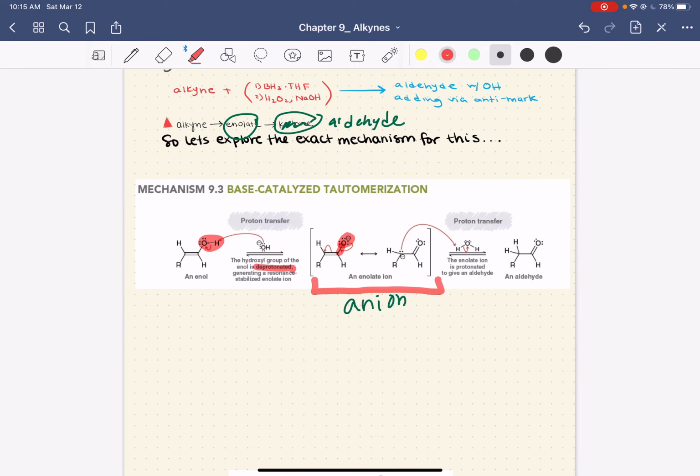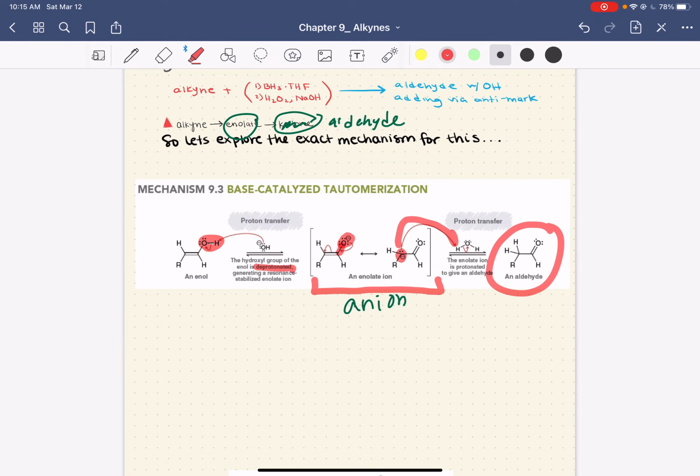It's going to form a double bond here, but if you make a bond, you got to break a bond. All right, and so that means you have this negative charge here. This negative charge is going to be protonated. All right, the enolate ion is protonated. What you get at the end is an aldehyde.